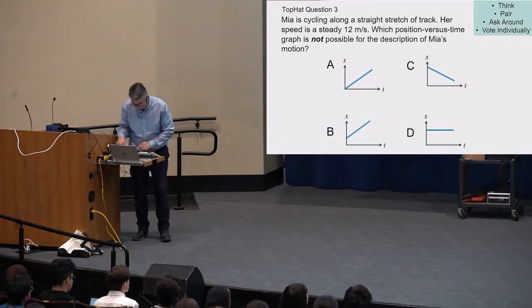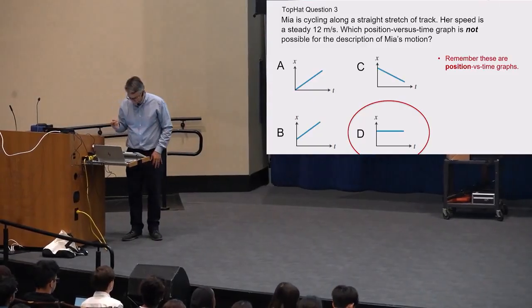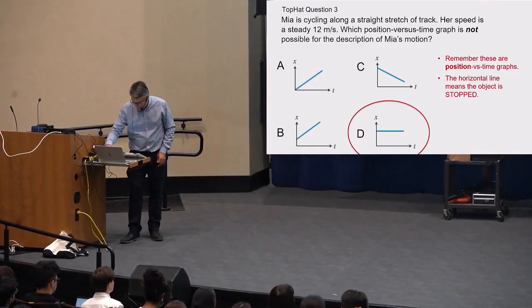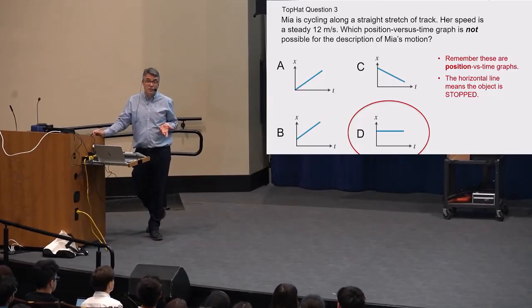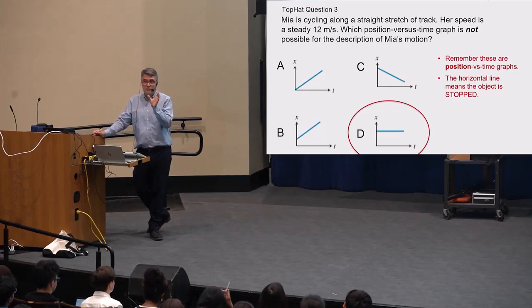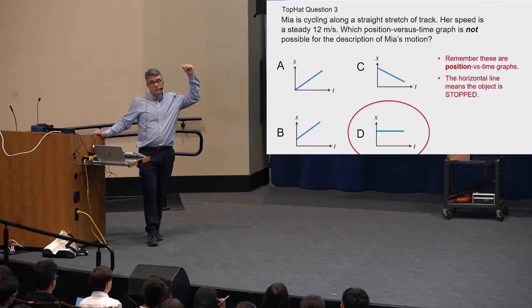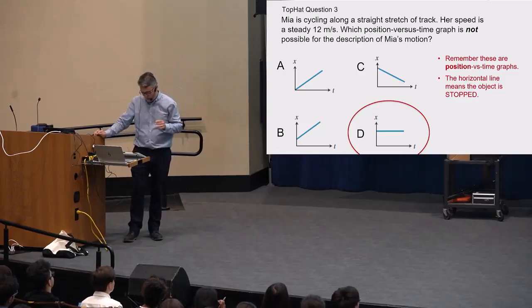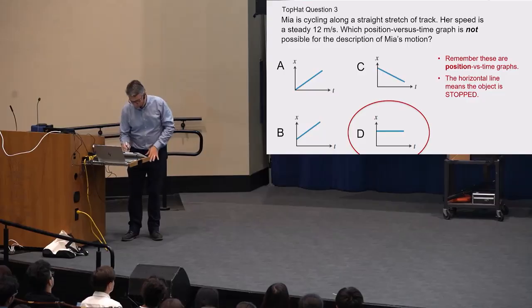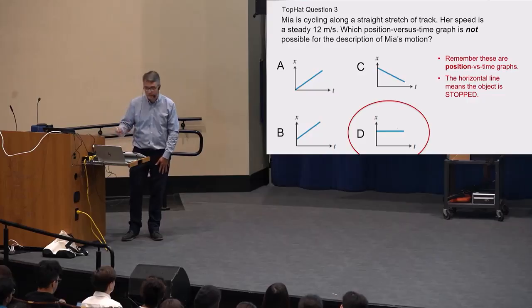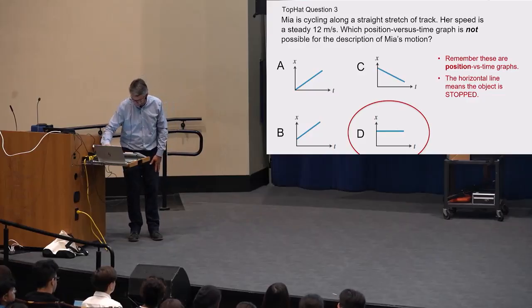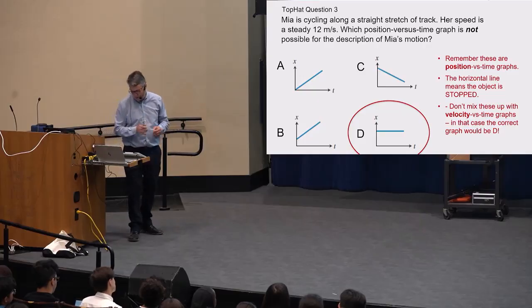So my reasoning here was that, remember, these are position versus time graphs, and you weren't told what direction Mia is going. So speed is kind of like the magnitude of the velocity. It means just how fast you're going, and it's always a positive number. But you could be going towards the origin, you could be going away from the origin, you don't know. And some of these have you at a different position at time 0. What you can't be is stopped. The horizontal line means that it's not moving. So these are position versus time graphs.